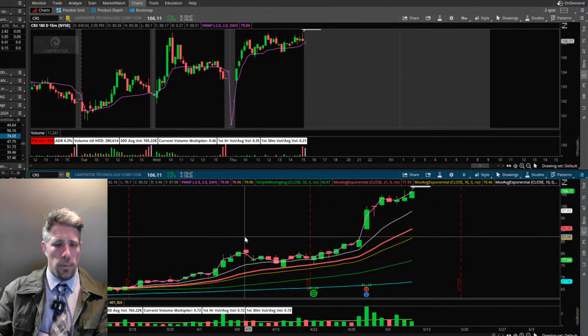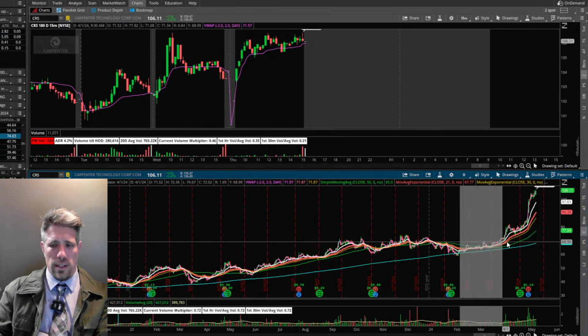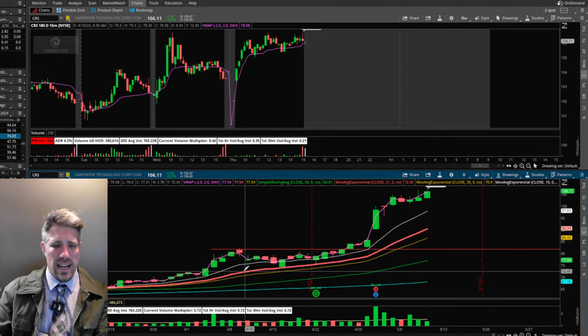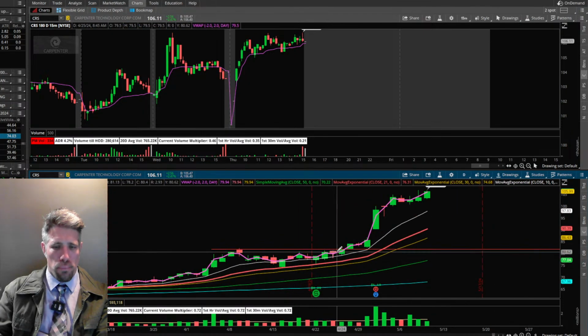CRS, so this Carpenter Technology broke out of this beautiful base right here, guys. I'll just point this out to you. We're training our eye to see these, guys. It followed this 10-day moving average. It broke above this base.